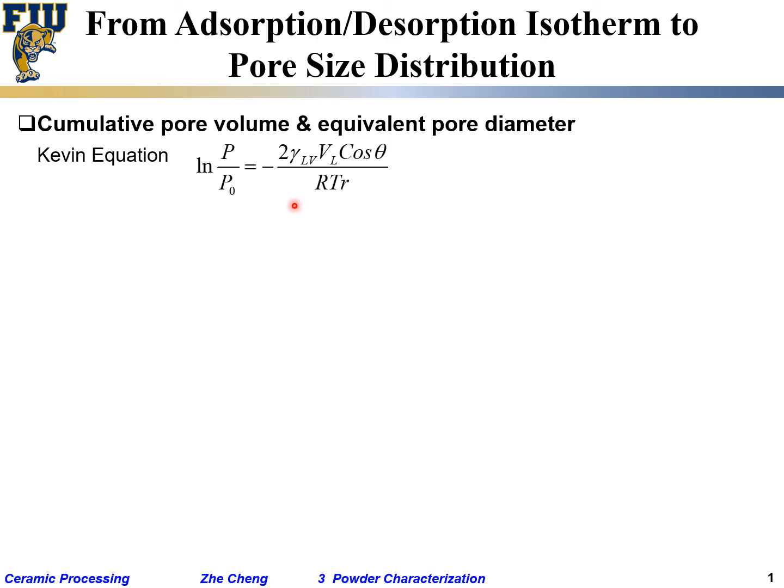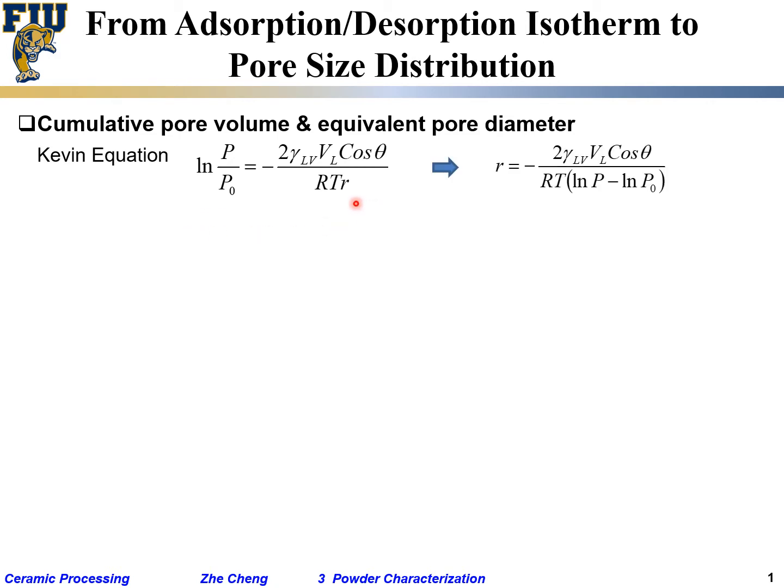So again, let's go to the so-called Kelvin equation, which relates relative pressure, the pressure versus the saturation pressure, and R for radius for the pore. We are dealing with porous ceramic material, and it's very simple: relative pressure and the pore radius.